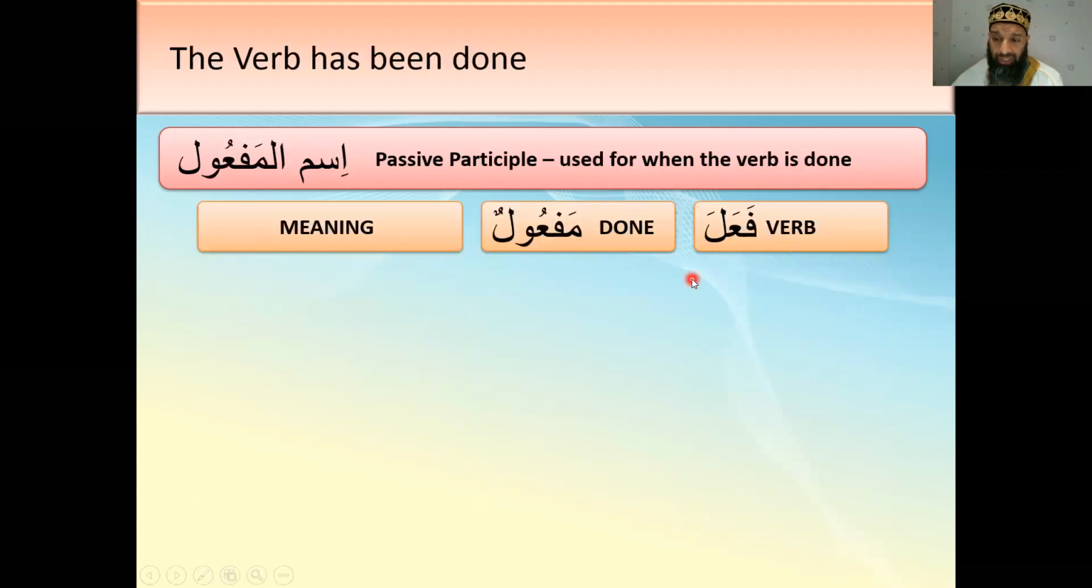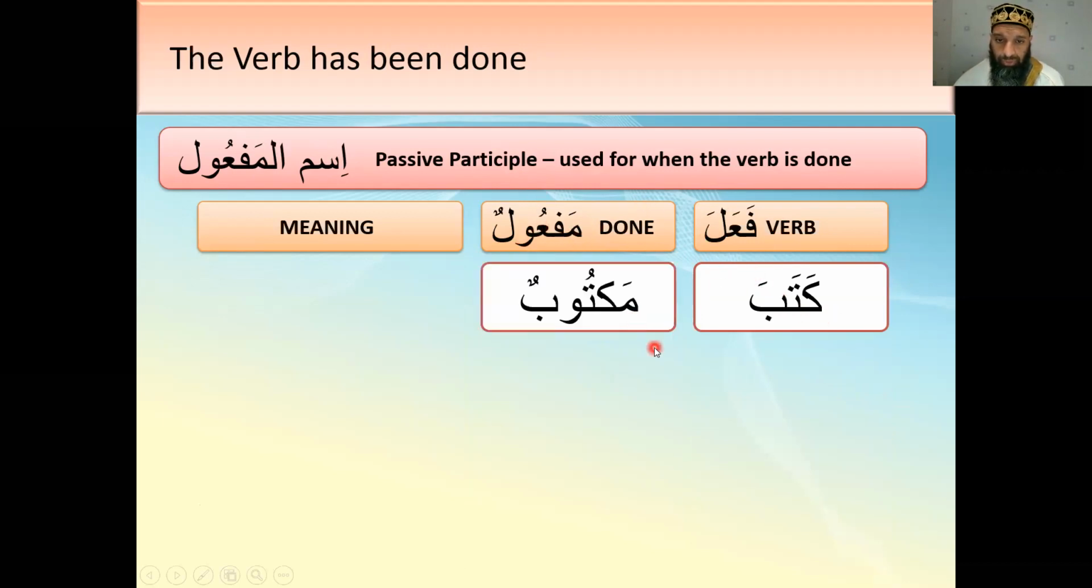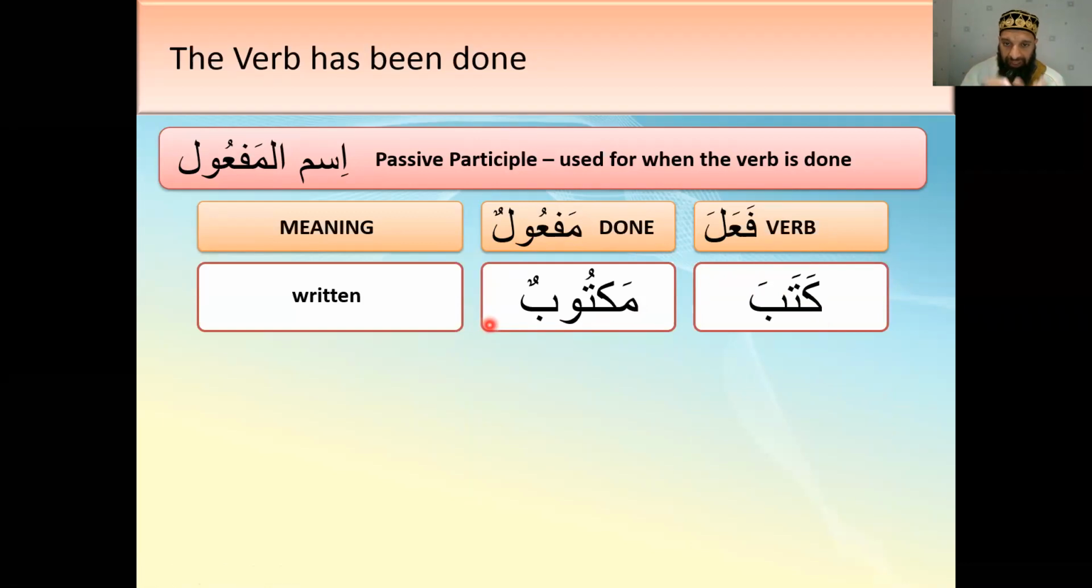So this next one is the pattern for when the verb is happening to that thing. What name do you give it? So kataba means he wrote. Put it through the maf'ul machine. You put kataba through the maf'ul machine, you get maktubun. Maktubun means written. It's the verb is happening to that thing. So when you put maktub, it's the thing that you say when that verb is happening to it. So the verb has happened, the writing has been done, so it's written.